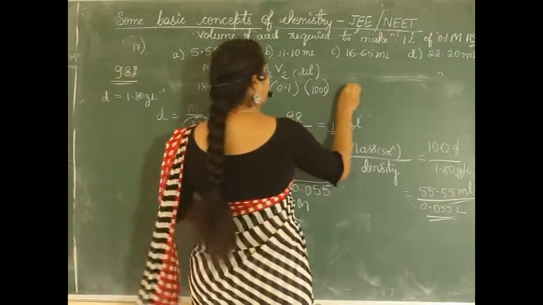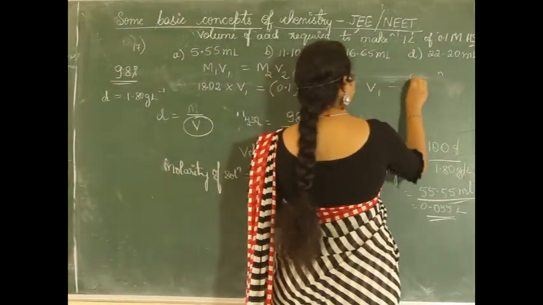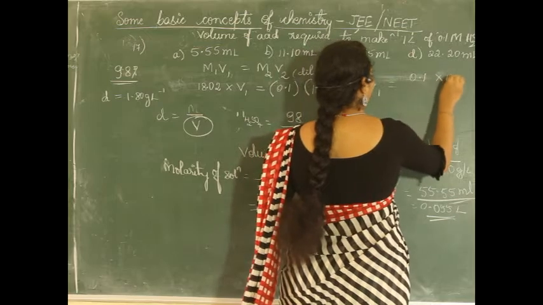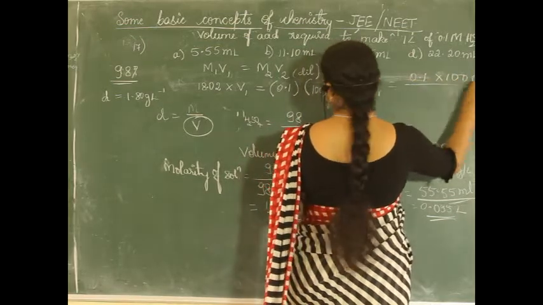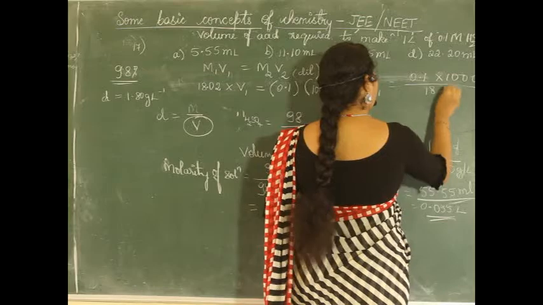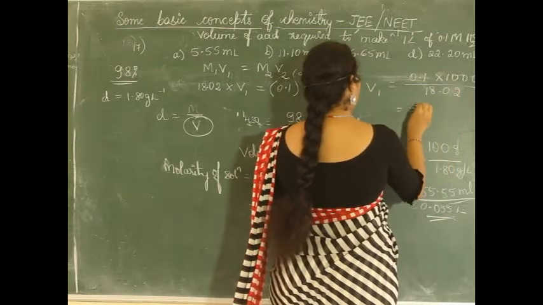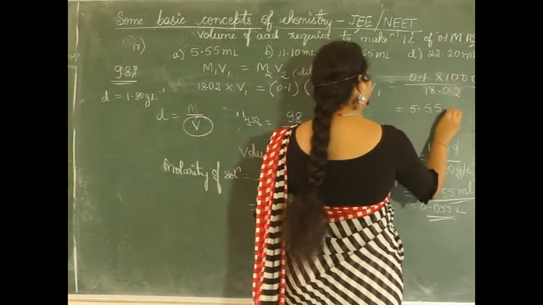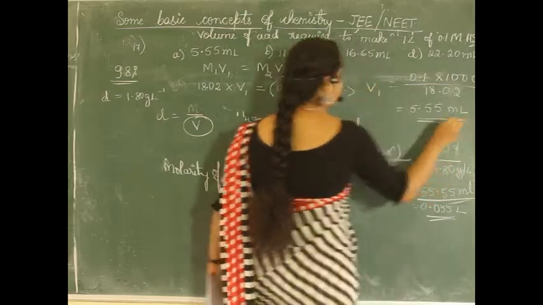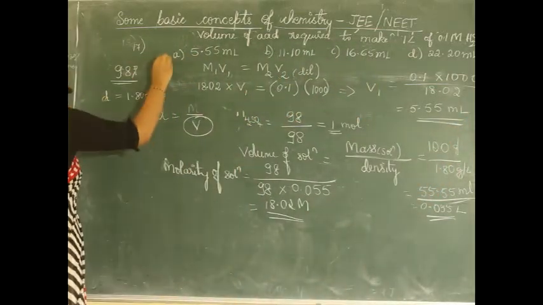So this implies V1 is equal to 0.1 into 1000 whole divided by 18.02, which comes out to be 5.55 milliliter, which is option A.